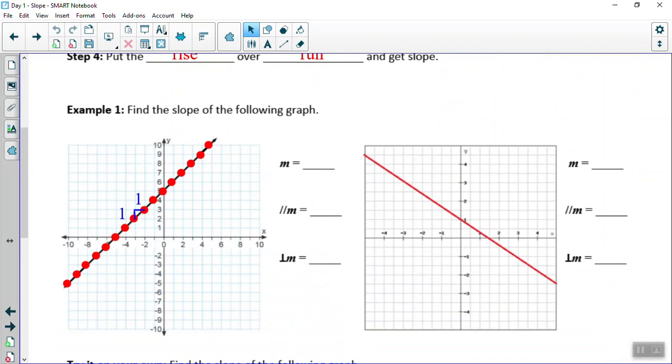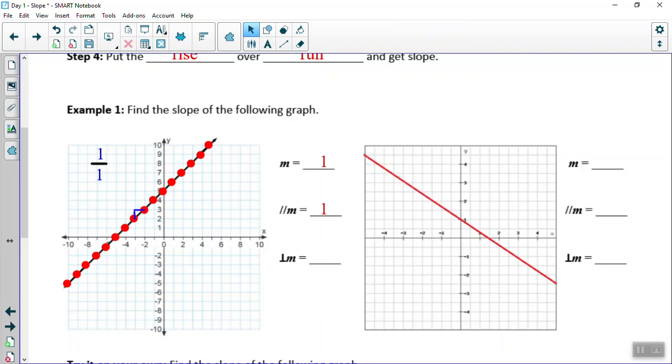So if I were to put that as a fraction, 1 over 1, that would be my slope. And I would simplify that. So 1 over 1 gives us 1. The slope of a parallel line, remember, is always the same. So if the slope of this line is 1, then the slope of a parallel line is also 1.